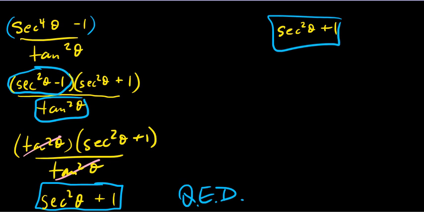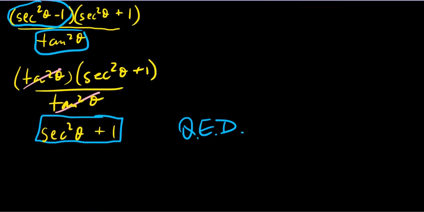Now, is there another way you could do that? Probably. Okay? If you want to rewrite all this in terms of sine and cos, if you're stuck, that works too. That's going to be a little bit longer to do this, right? This is 1 over cos to the 4th, minus 1. This is sine squared over cos squared. Flip and multiply. It's going to be a few extra steps, but you can do that too.